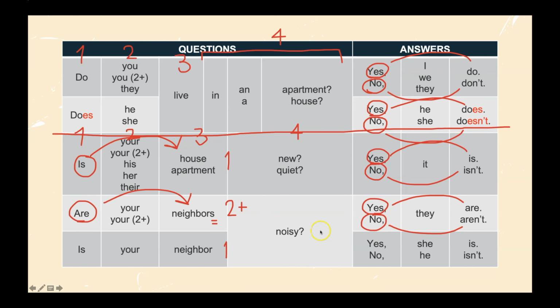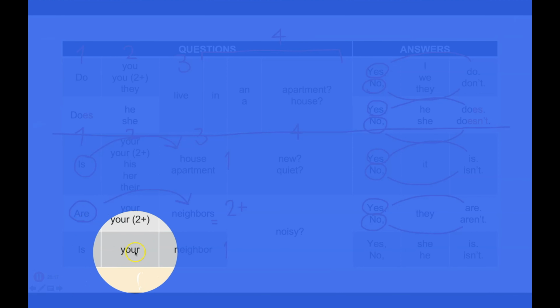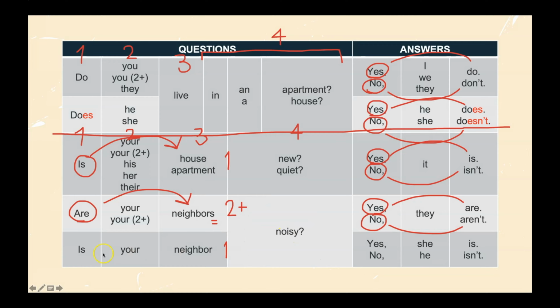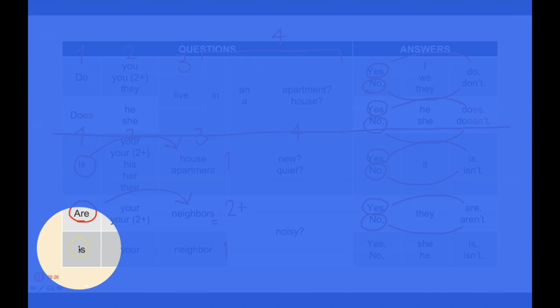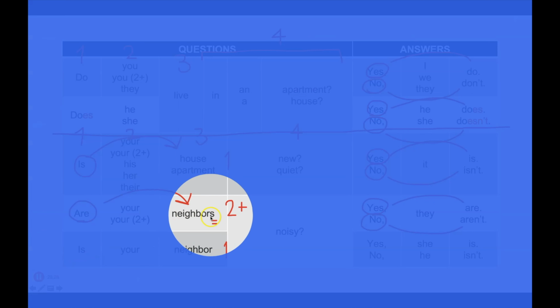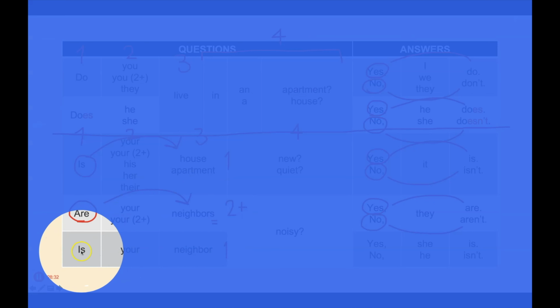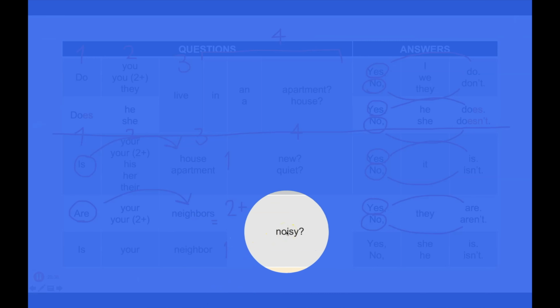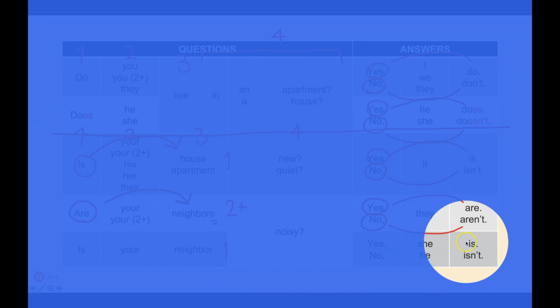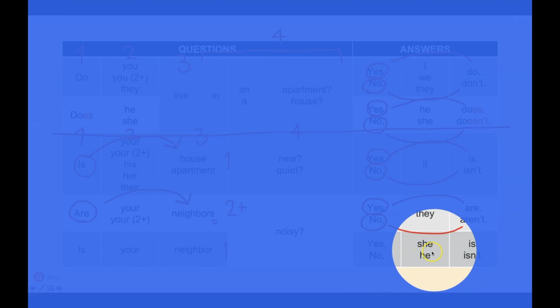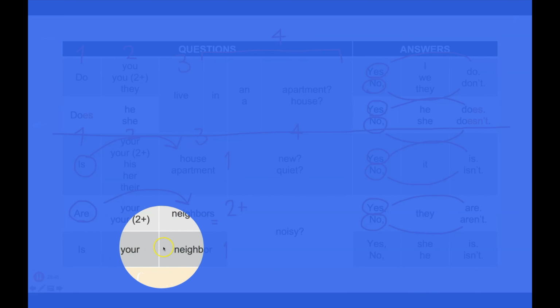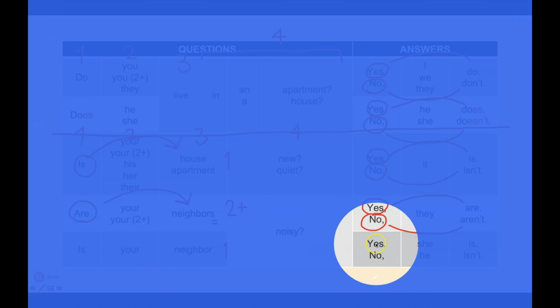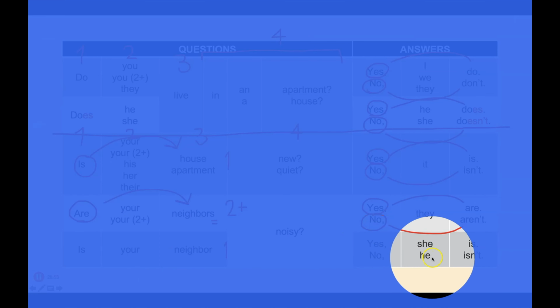Okay. Now here, is your neighbor noisy? Why are here and is here? Well, are because of neighbors. Is because neighbor. Is your neighbor, just one, noisy? Yes, she is. Or yes, he is. Is your neighbor noisy? Yes, he is. Or no, he isn't.